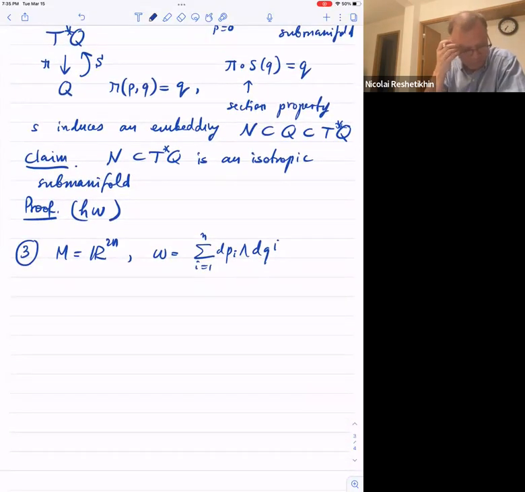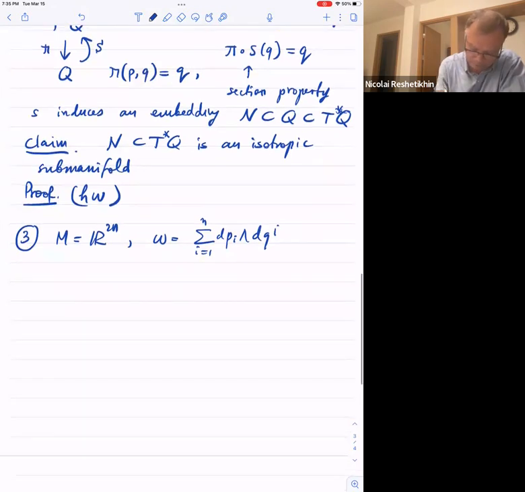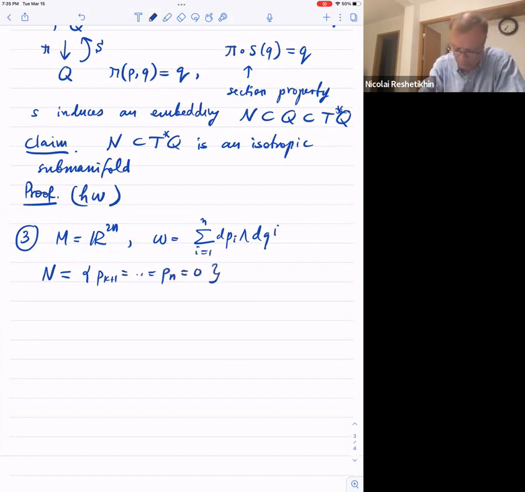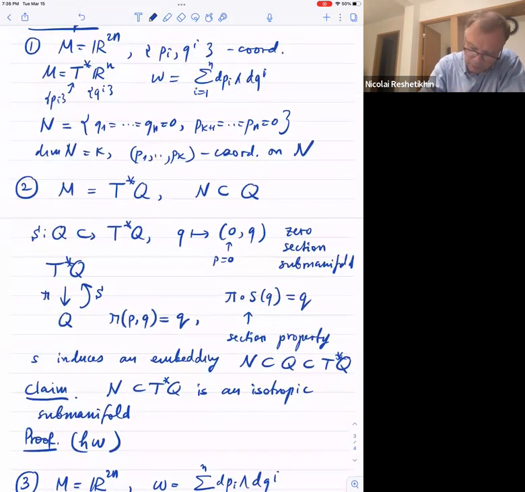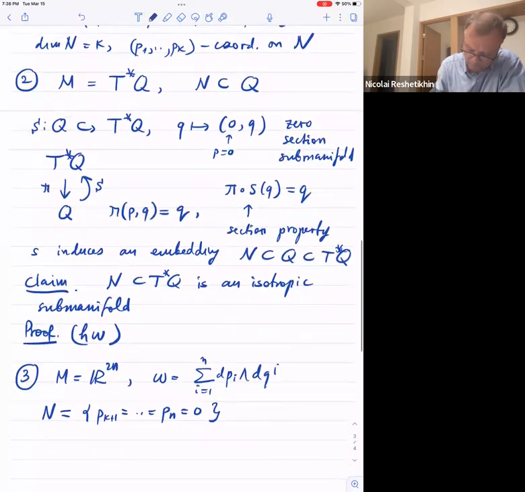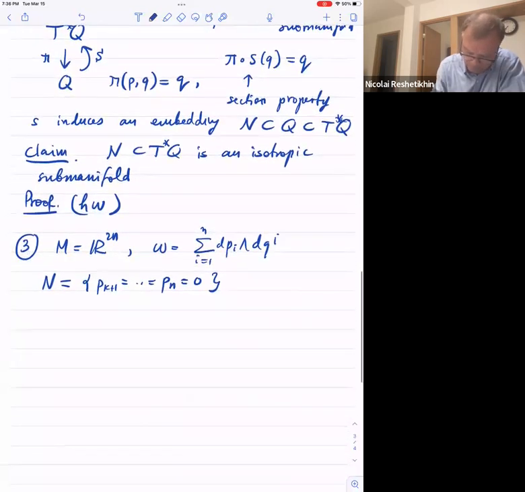So, let's consider now N, which is determined by equations. All coordinates p starting from k plus 1 are 0. And now I think I misplaced indices. This should be upper indices. I want to be pedantic. Okay, and here it's fine.